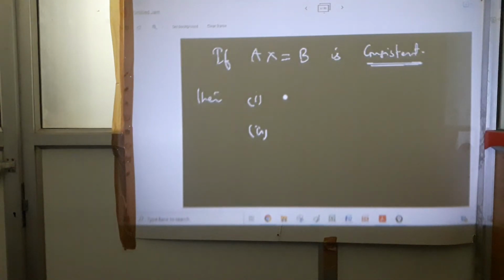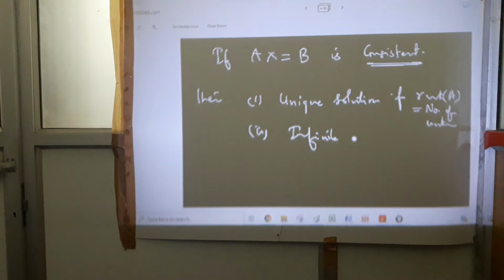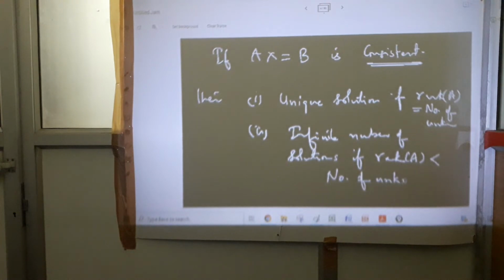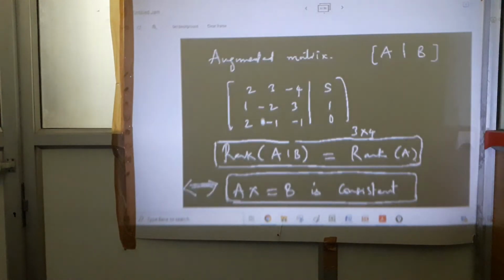Then there are only two cases: a unique solution if rank of A is equal to the number of unknowns, and an infinite number of solutions if rank of A is less than the number of unknowns. Here unknowns are 3. So you need to find the rank by reducing it to echelon form. Then you can decide the rank of A and rank of AB, and then you can come to this conclusion.